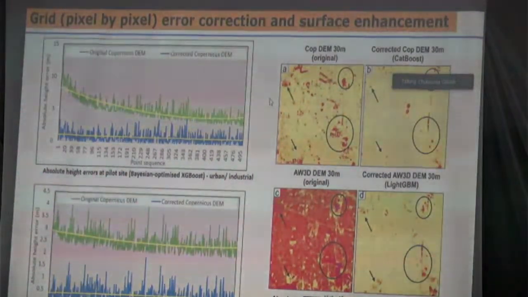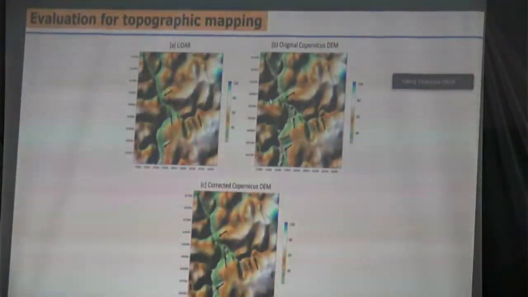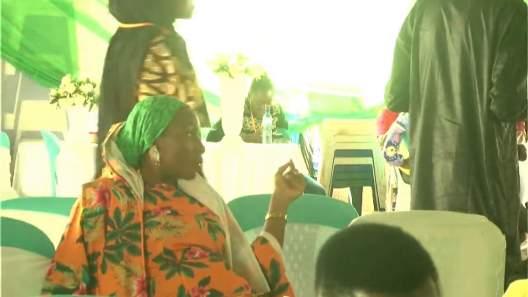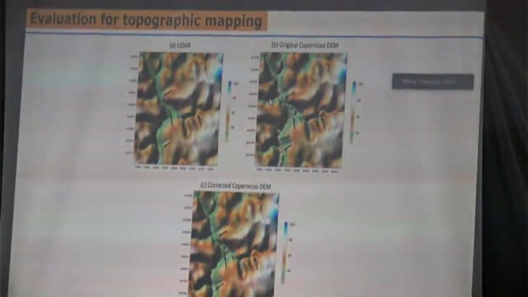What I've done here is I've created some other maps just to demonstrate the value of machine learning for DEM correction. If you look up there, to the top left, you will see LiDAR. That LiDAR is 2-meter LiDAR, a centimeter-level accuracy LiDAR. And then the Copernicus DEM, the original one, which is 30 meters, is to the top right. And you can see the correction down below, which was achieved using machine learning.